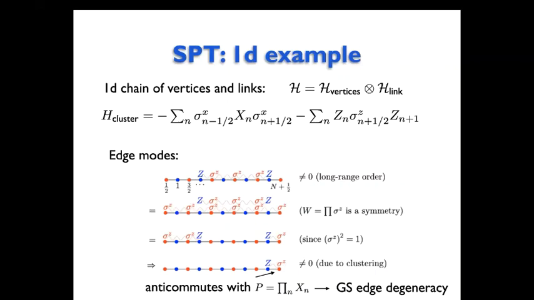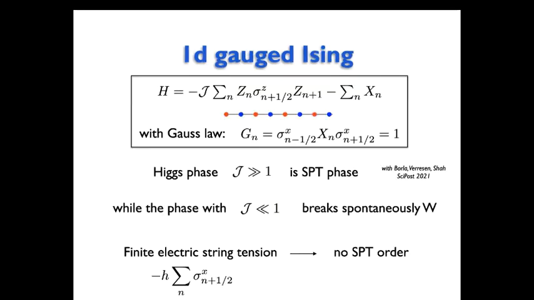So it's possible to show that these string order parameters immediately imply the presence of edge modes at the boundaries. One can show it, but given that I'm out of time, I will skip this. But you might wonder why I spend so much time with this cluster SPT. The reason is that if you think about our model, the gauge Ising model that I introduced, and think about its version in one dimension, then exactly this cluster SPT is what we have.